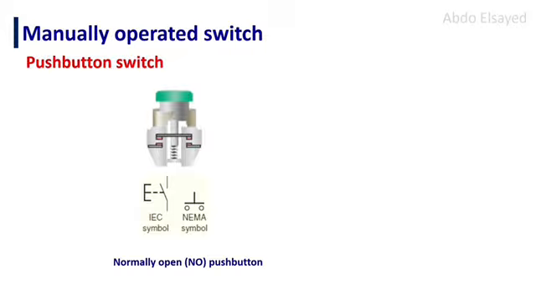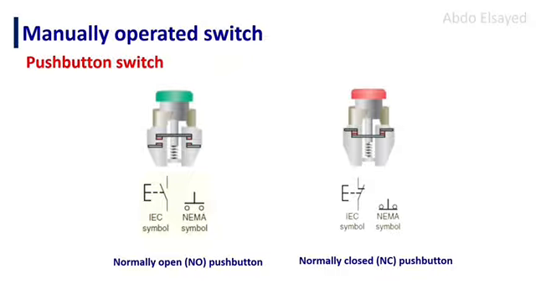Manually operated switch. This type of switches is controlled by hand. An example is the push-button switch, which has two types. Normally open contact, where it is normally open, and when I press the button, it will be closed. Normally closed contact, which will be opened when I press the button.